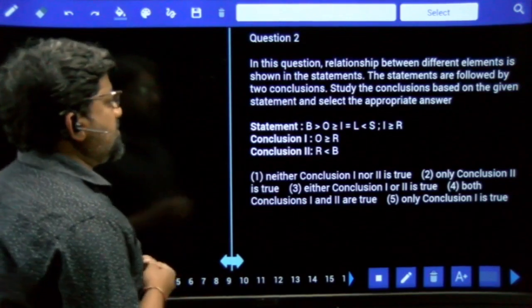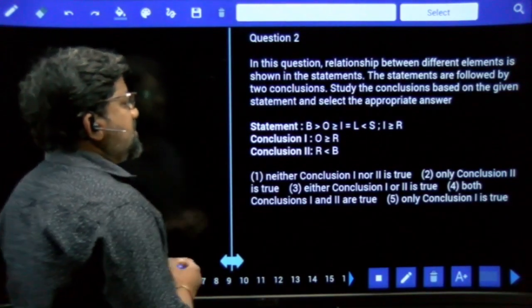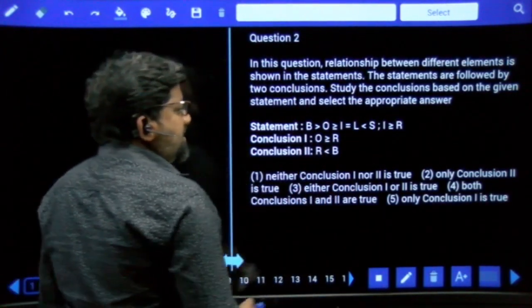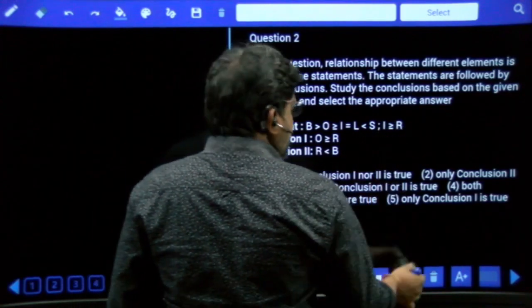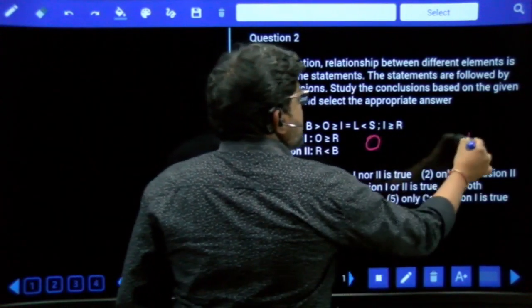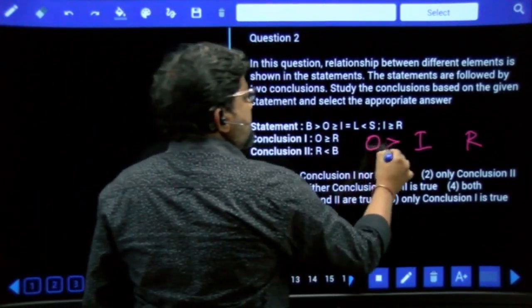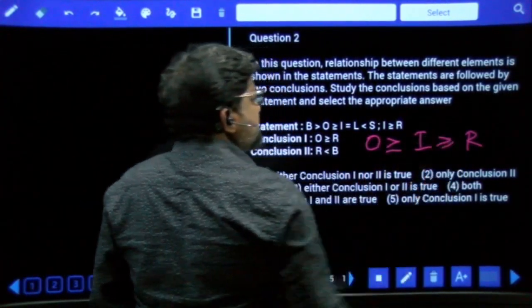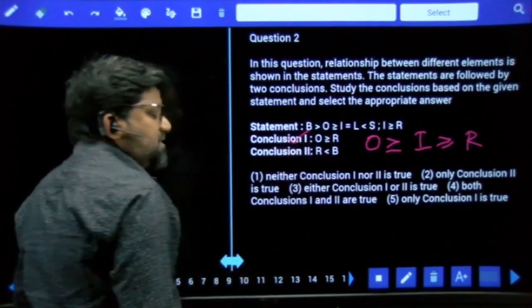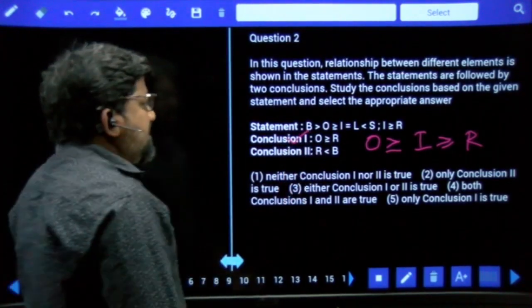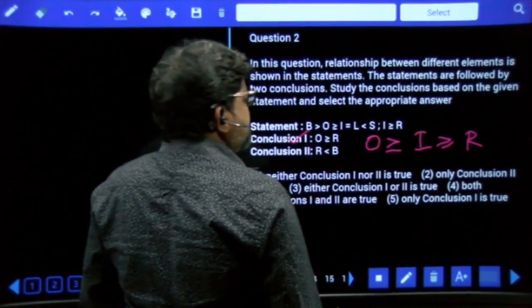Next. Second, what's going on here? O greater than or equals to R. So what's common between O and R? The one that connects O and R is I. So what is this? O greater than or equals to I greater than or equals to R. Conclusion, O greater than or equals to R. Absolutely right.